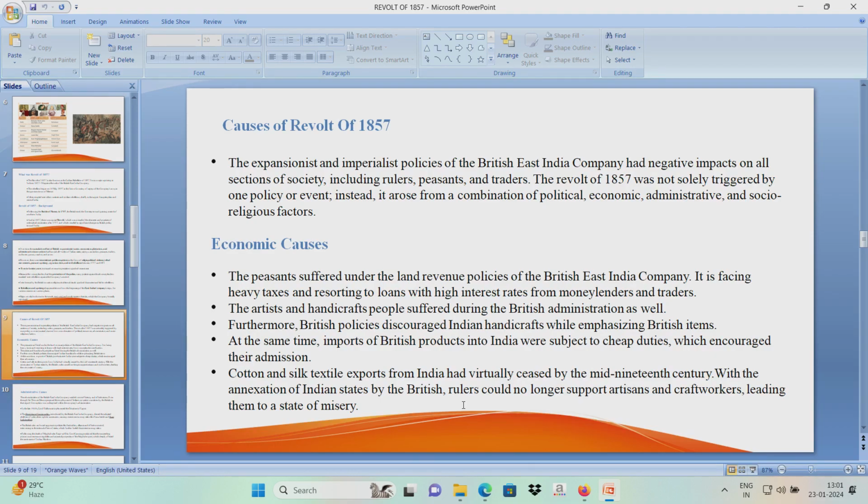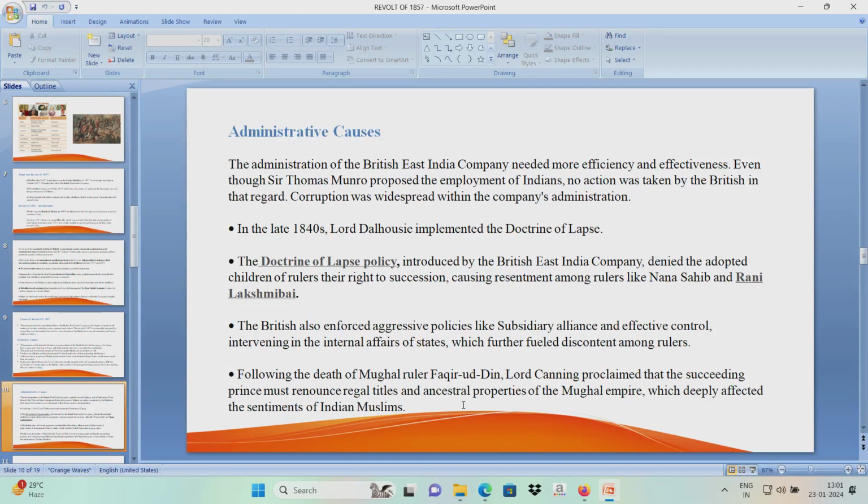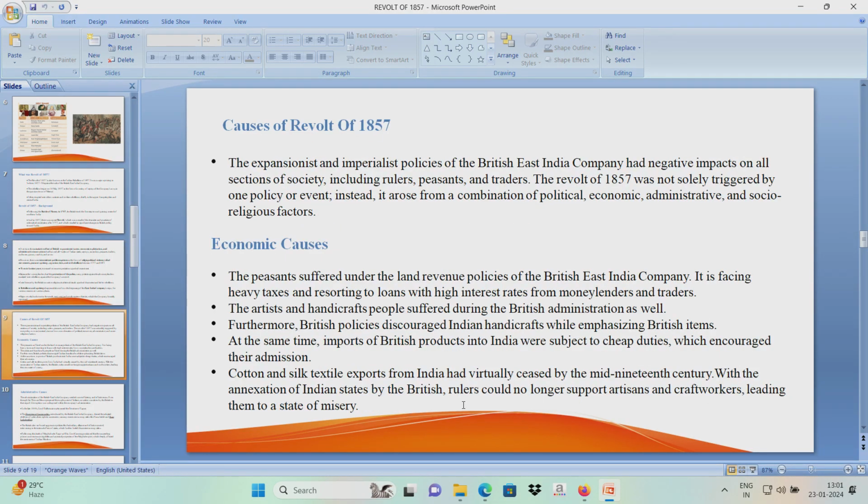The artisans and handicraft people suffered during the British administration as well. Furthermore, the British policies discouraged Indian handicrafts in order to sell British items. This is too the biggest cause for this event. At the same time, imports of British products into India were subject to cheap duties, which encouraged their arrival. The cotton and silk textile exports from India virtually ceased by the mid-19th century.